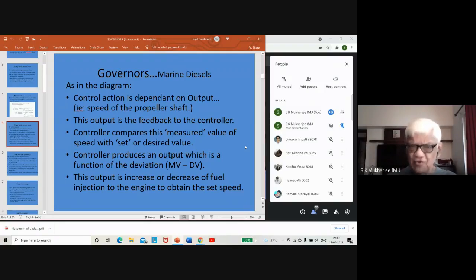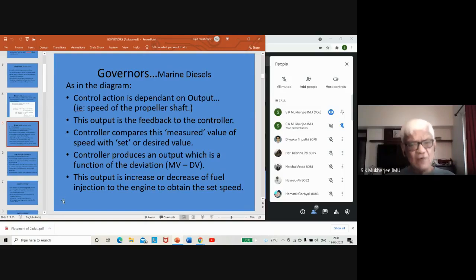So then the controller produces an output, which is a function of the deviation, in other words, the difference between the measured value and the desired value. It could be an output which will reduce the fuel or increase the fuel. If your engine is running at full speed and the engineer wants to reduce the speed, he will slowly reduce the desired value. That value is again read by the governor, and the governor knows what the feedback is. It is getting that continuously. So accordingly, it will reduce the fuel to the engine. In other words, it will change the fuel rack position to decrease the fuel.